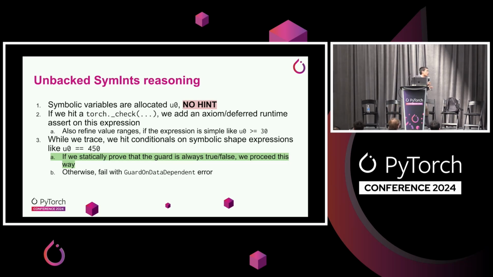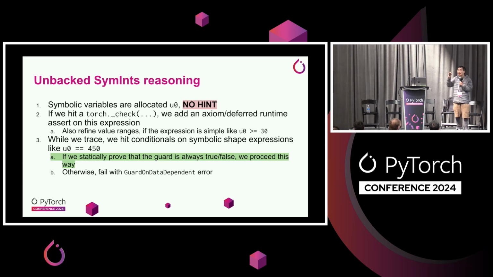Now, there are still some things we can do with these. If we do error checking, we don't really care what the value of the unbacked symint is, because an error check always has to pass for me to do something useful with my program. So we'll just go ahead and add a runtime assert to check this later. But I don't need to know at compile time if this expression is true or not, because I know it is true, because otherwise I would have raised an error.